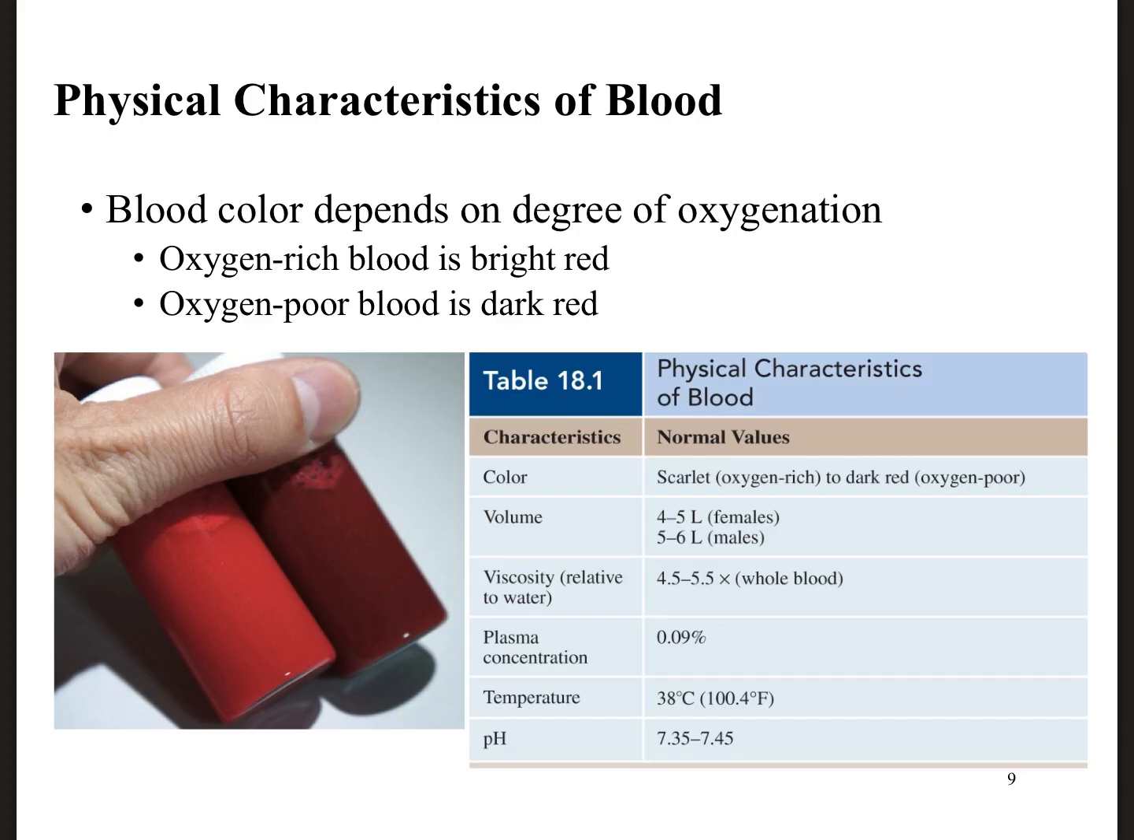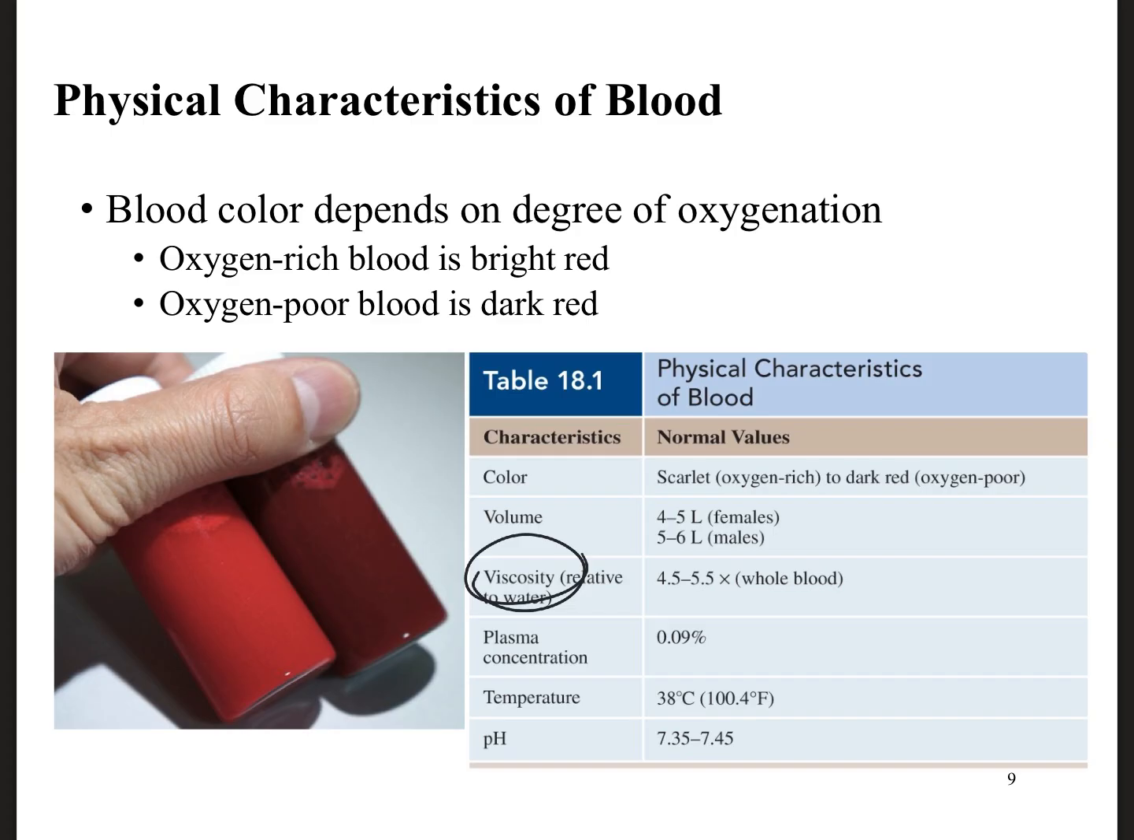Volume of blood from females is about 4 to 5 liters, males about 5 to 6. Why is there a difference? Mainly in size. More muscle mass, usually more body mass as a whole, so we have higher blood volume. Viscosity. What is viscosity?